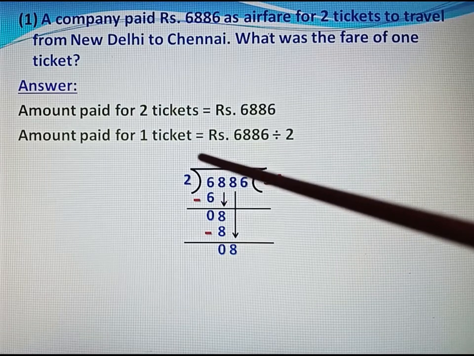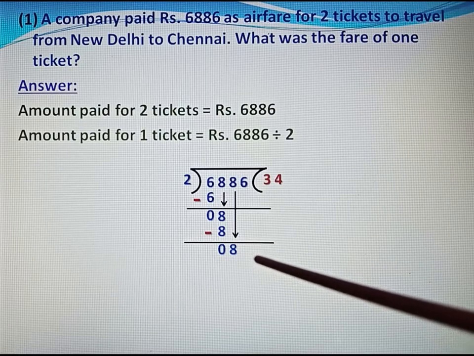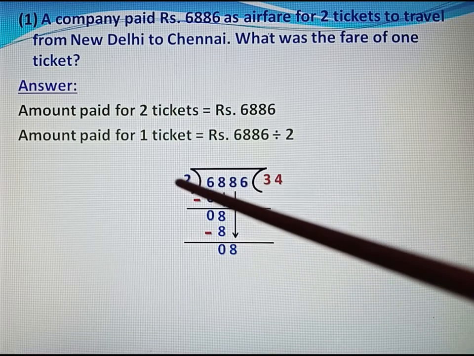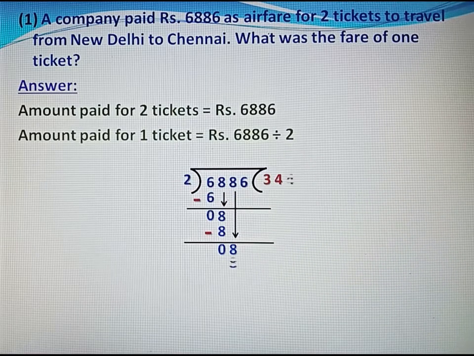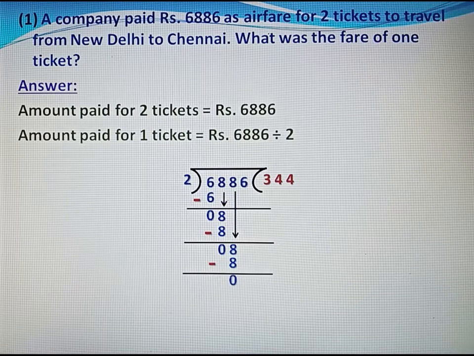Now again we will multiply this 2 by that number so that it is equal to 8 or less than 8. It should not be greater than 8. So we will multiply this 2 by 4. 2 fours are 8, and then we will do subtraction. 8 minus 8, 0, and then we will take the next number, that is 6.